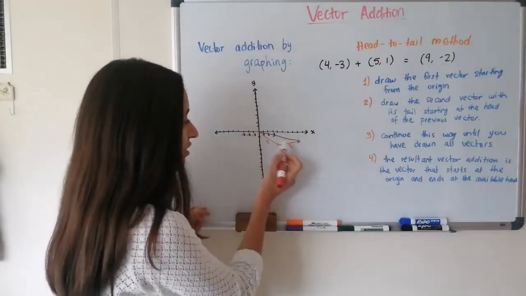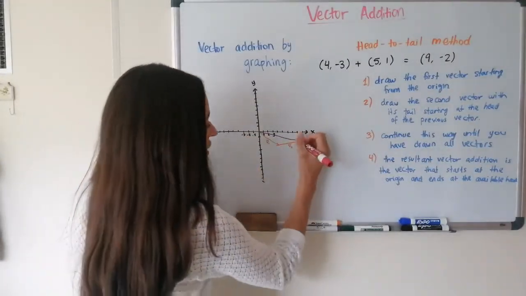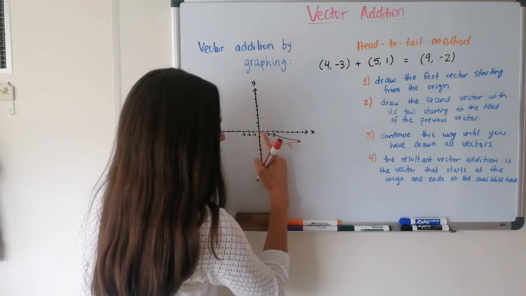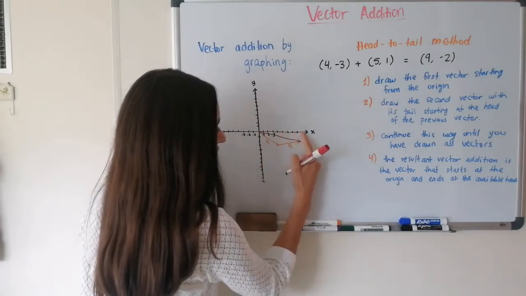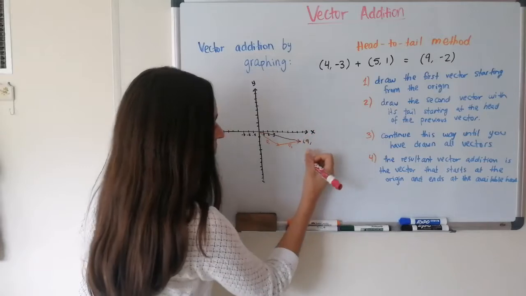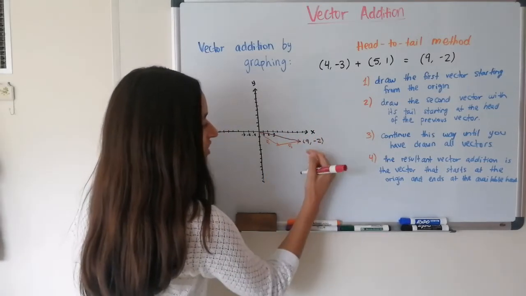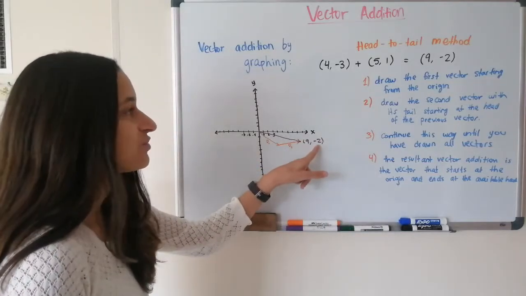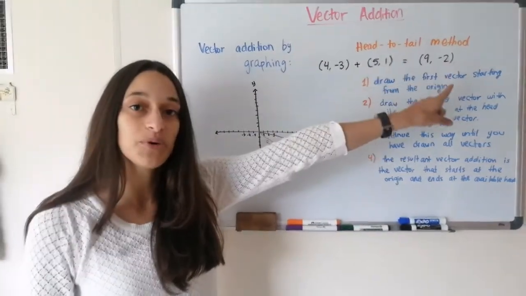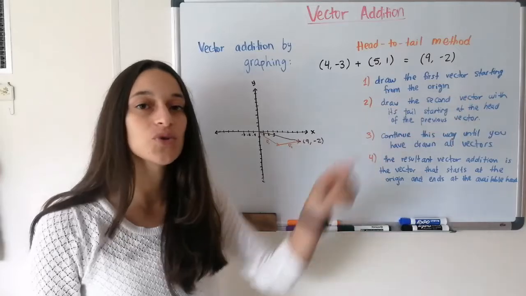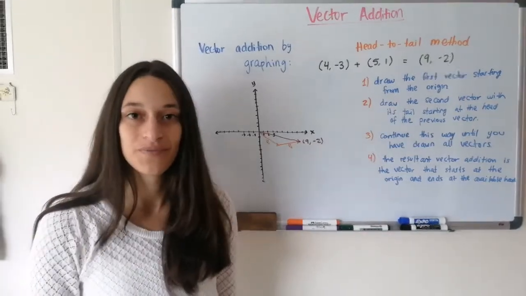So as a drawing, it looks like this. And the dot here is actually at 1, 2, 3, 4, 5, 6, 7, 8, 9, comma, and it wasn't at -3, it was now at -2. So the answer that we got was 9, -2. And look, the component way also gave us 9, -2.